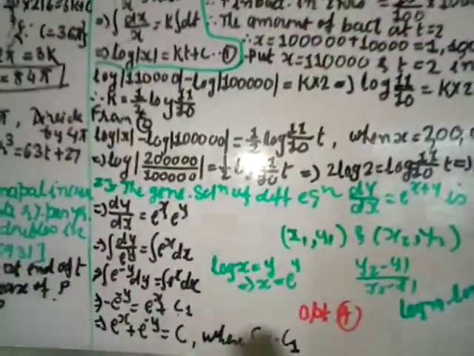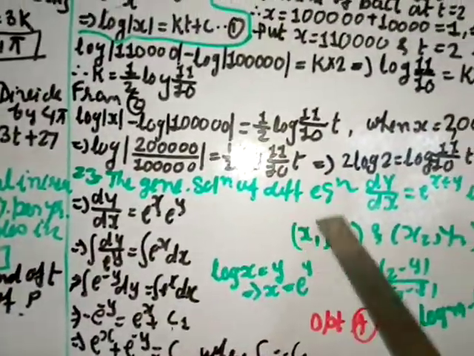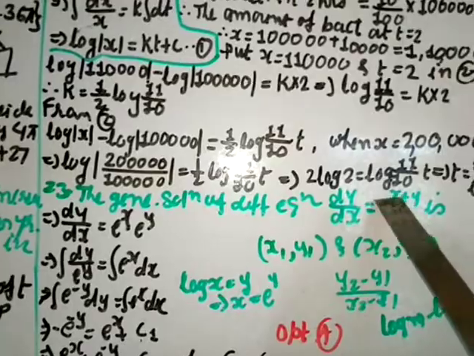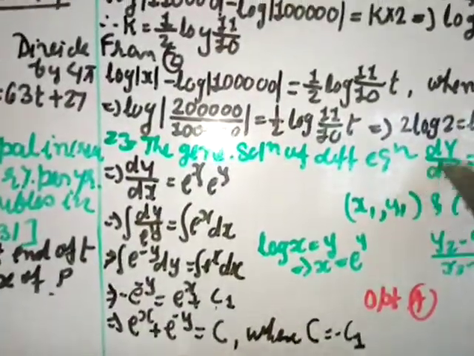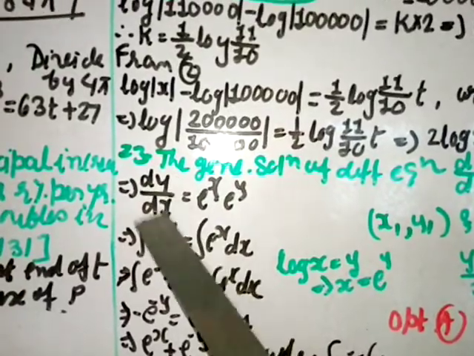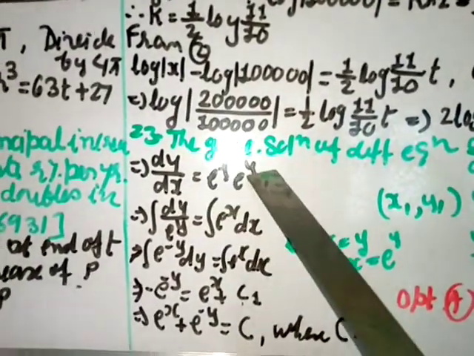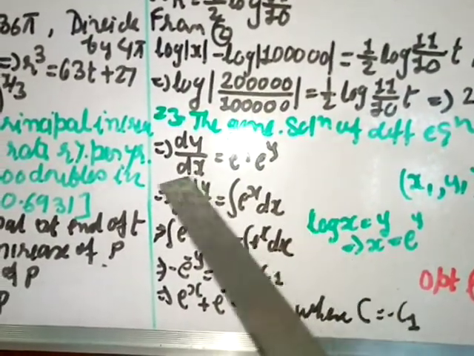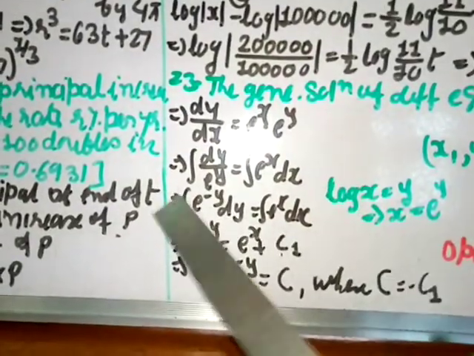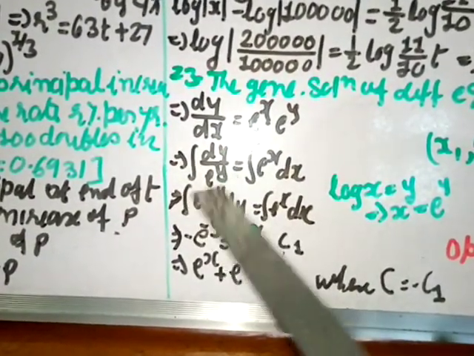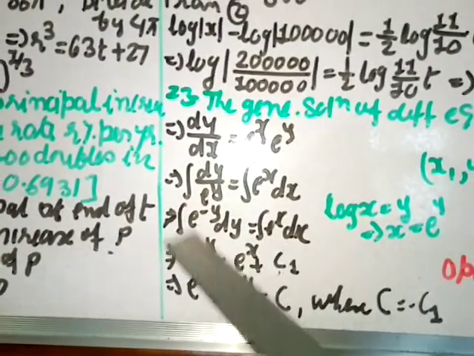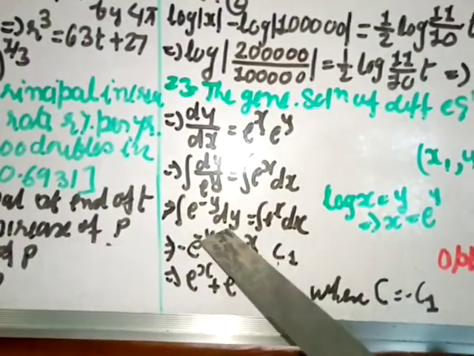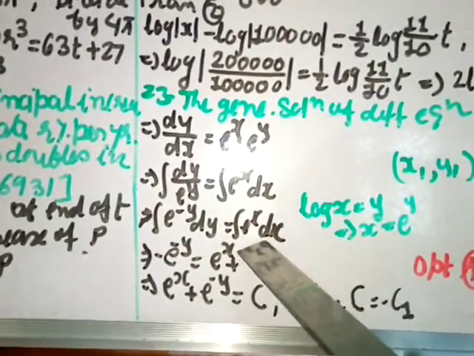Question number 23: the general solution of the differential equation dy by dx is equal to e power x plus y is, you have to select the right option. So here I'll take this given differential equation dy by dx is equal to e power x into e power y. Separate the variables: e power y transfer here, dx you transfer here. Integrate both sides, so integral dy by e power y equal to integral e power x dx. E power y, which is in the denominator, takes a negative sign, so integral e power minus y dy equal to integral e power x dx.